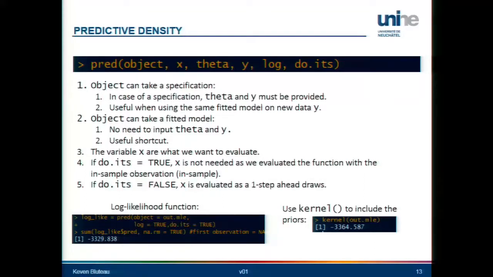So for the predictive density, the variable x is what you want to evaluate, and there's also the Boolean do.ids. If it's true, you look at in-sample measures. If it's false, you look at out-of-sample, one step ahead. So let's say you want to calculate the log likelihood of your model. Well, you can use the pred function to calculate the log likelihood of all your values in your model. The kernel is the same thing, but it also accounts for the priors in terms of MCMC.